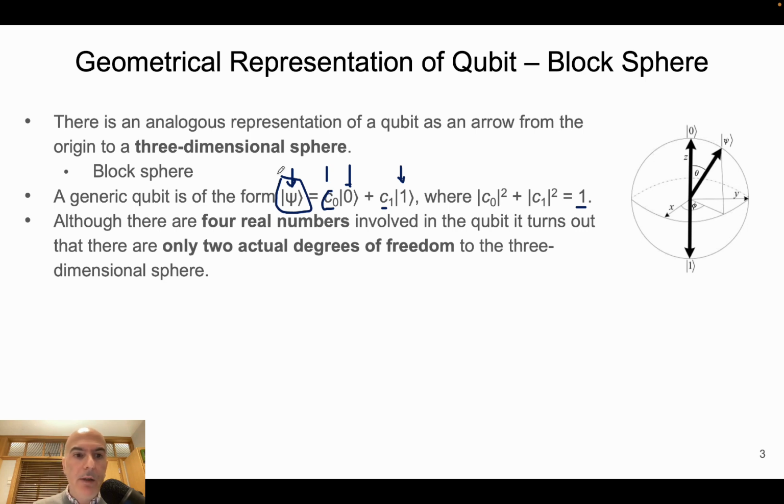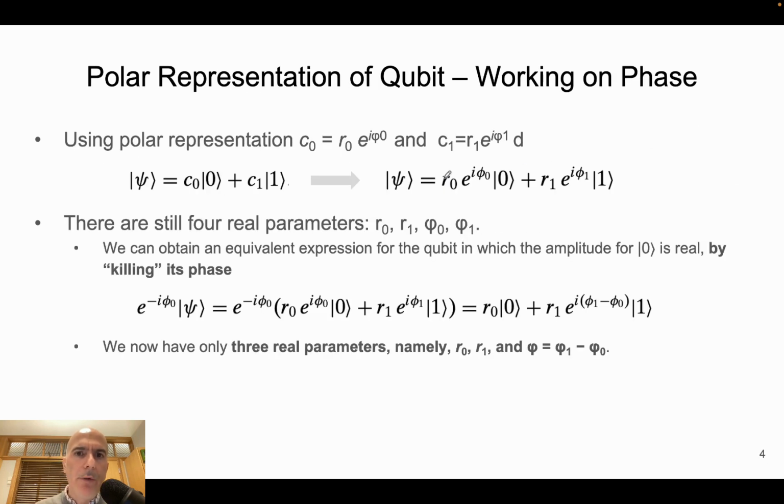In reality, it turns out that there are only two actual degrees of freedom for the three-dimensional sphere. Technically, as you can see here on this Bloch sphere, we will go into detail a little bit later, but we need just two angles, phi and theta. So we need only two actual degrees of freedom instead of four. So let's look at why we need two instead of four.